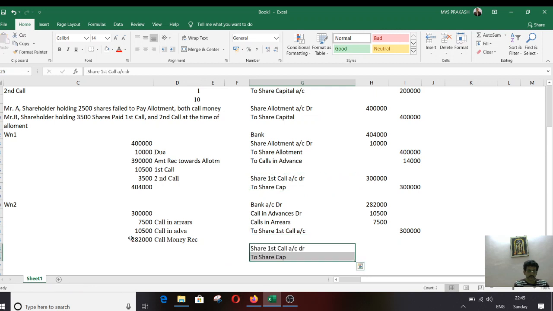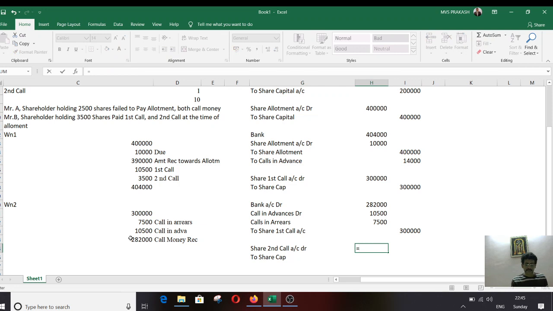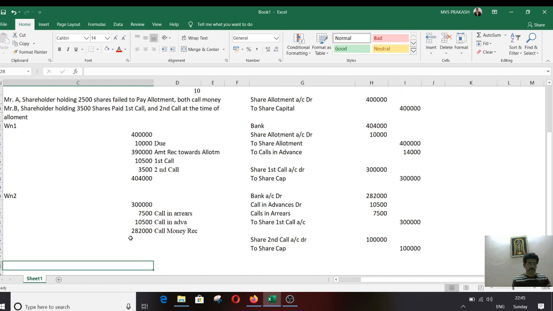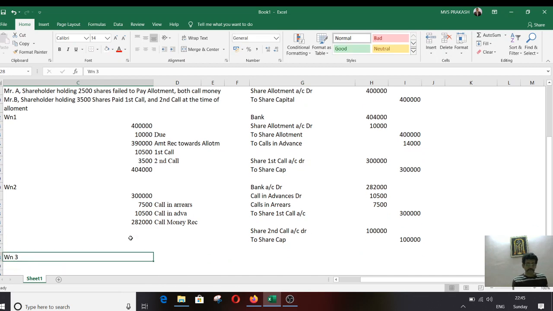Now let us see share second call. Second call to share capital. How much money? 1 lakh shares into 1 rupee per share, total I need to receive 1 lakh. Total amount to be received is 1 lakh. But now what is happening? Let us put this as your working note number 3.